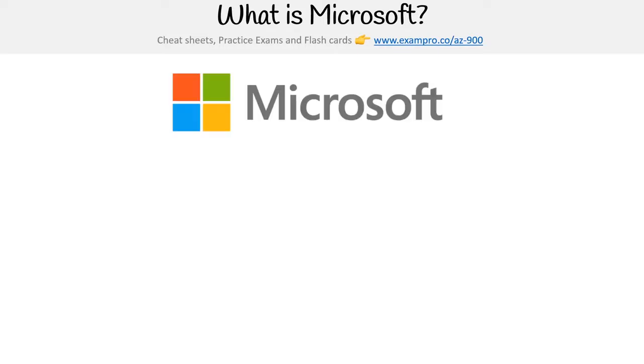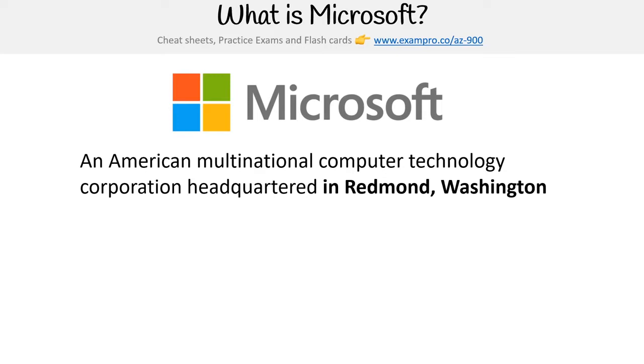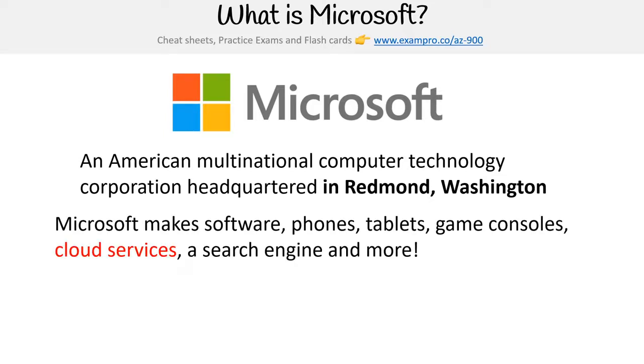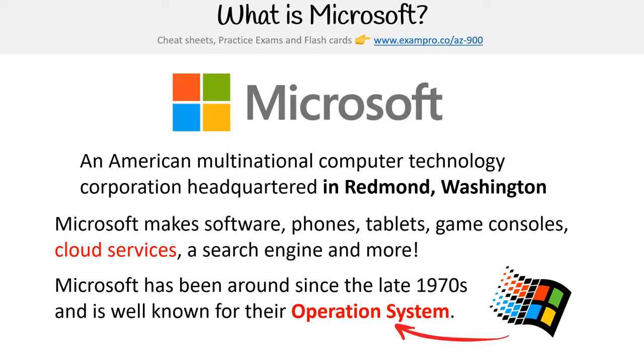Hey, this is Andrew Brown from Exam Pro, and we are looking at what is Microsoft. You've probably seen this logo before, and Microsoft is an American multinational computer technology corporation headquartered in Redmond, Washington. Microsoft makes software, phones, tablets, game consoles, cloud services, which is what we care about here today. And they even have a search engine, and we're not just limited to that list, they have tons of stuff. But Microsoft is best known for their operating system called Windows, and they've been around since the 1970s. So they've been around for quite a while in the tech sphere.